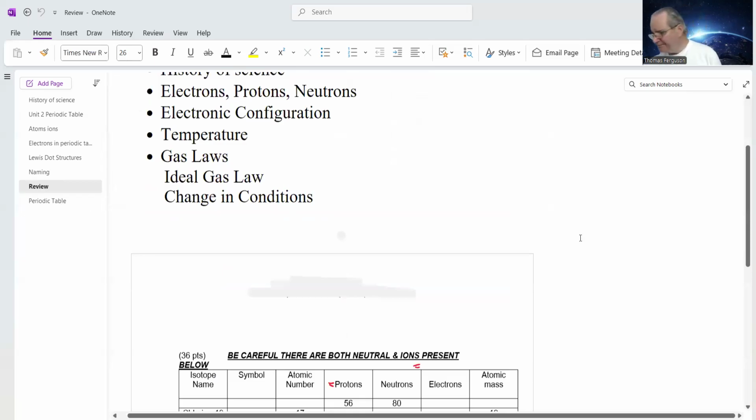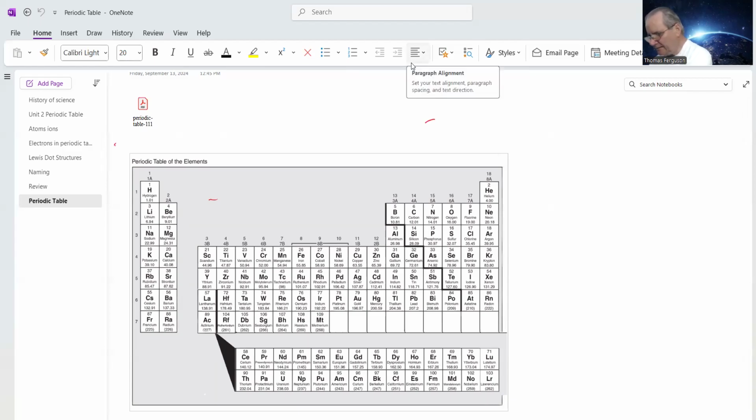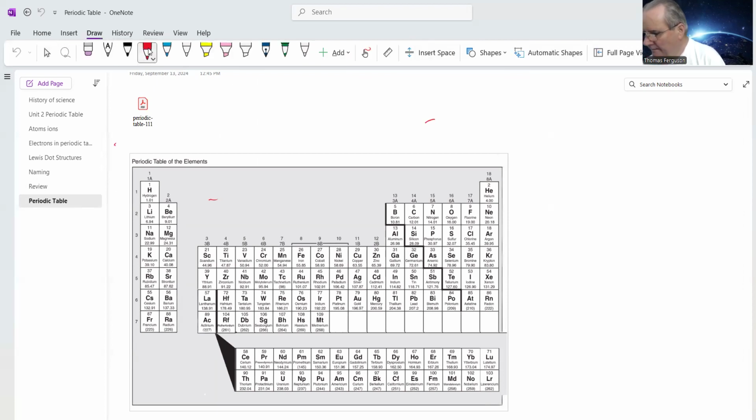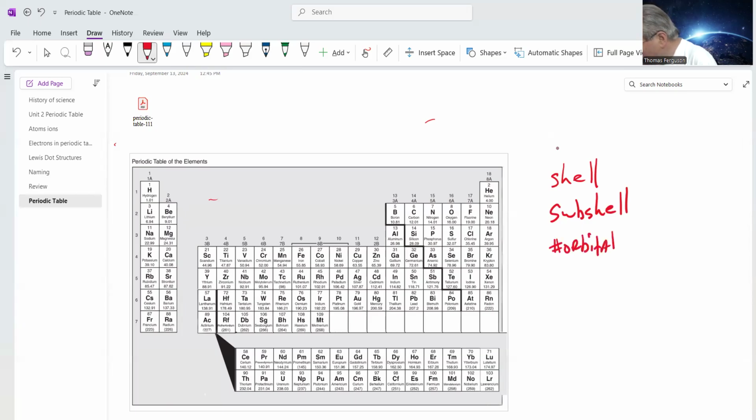Okay, all right. Via the quantum mechanical model of the atom, each electron has a unique configuration. It comes in 4 parts: there's the shell, subshell, orbitals, and spin.